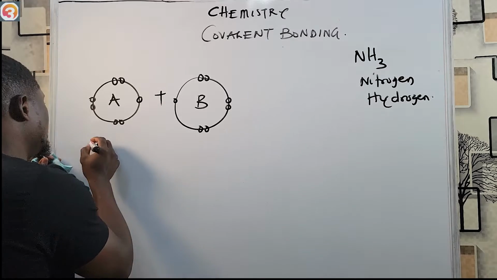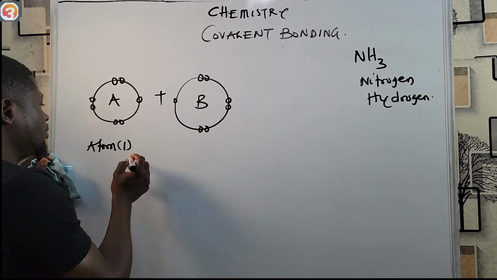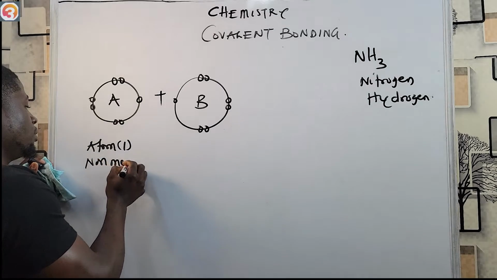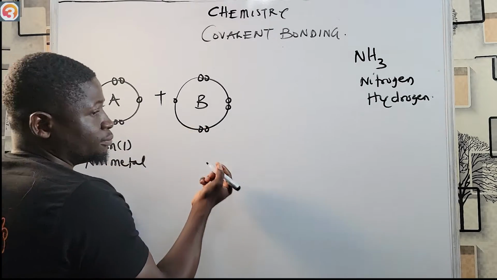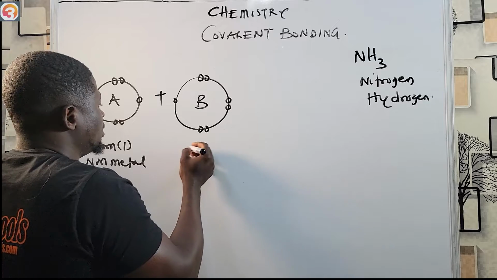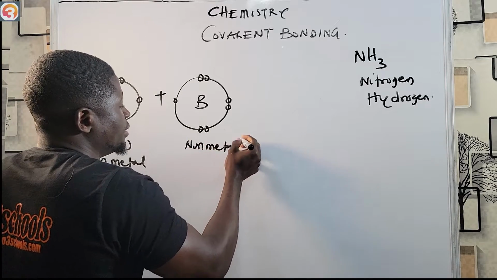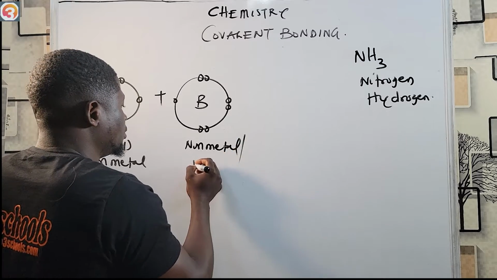Now this is atom one, which is usually a non-metal. This is atom two, which is usually a non-metal or a metalloid.